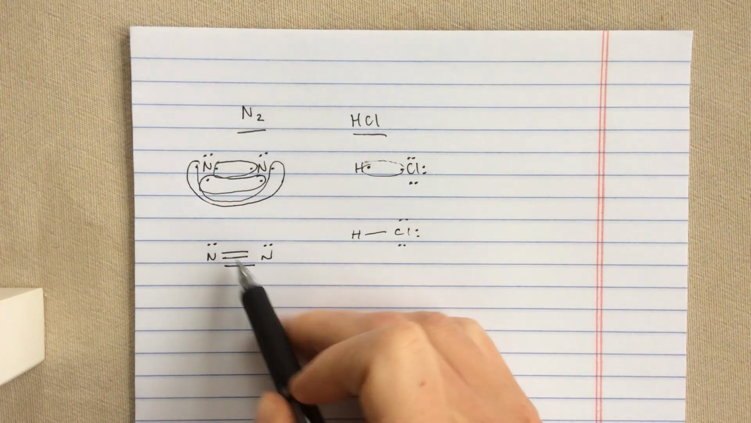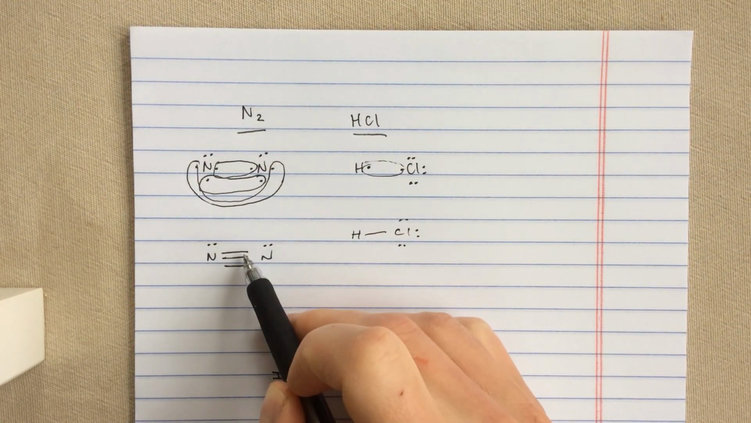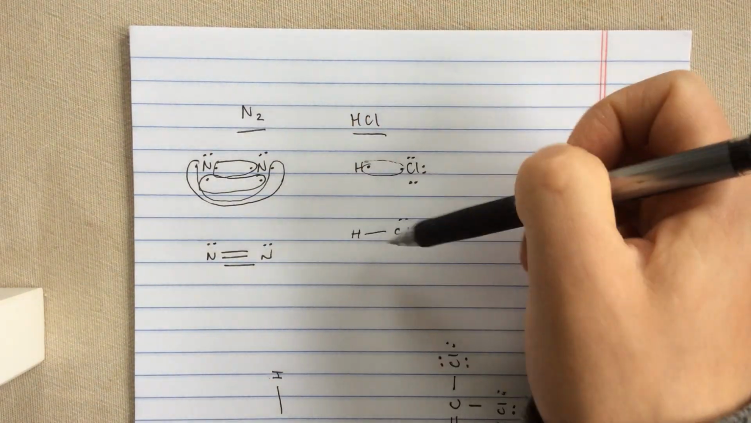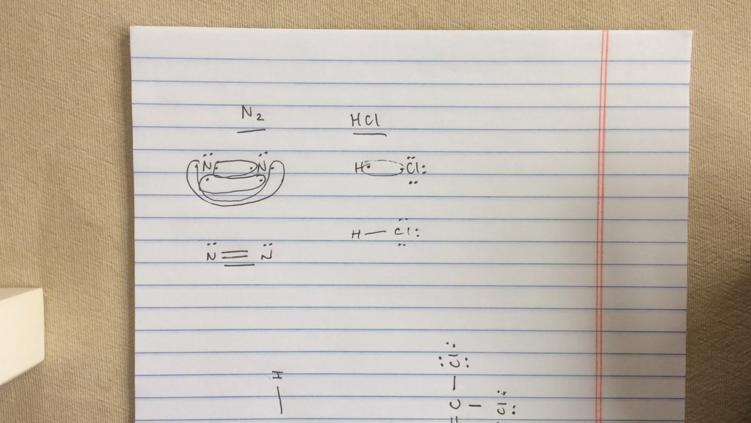Do these each have 8? Double check. Nitrogen 2, 4, 6, 8. So that one's done. So if you don't have a central atom, you just put them next to each other and follow the same process we did before.